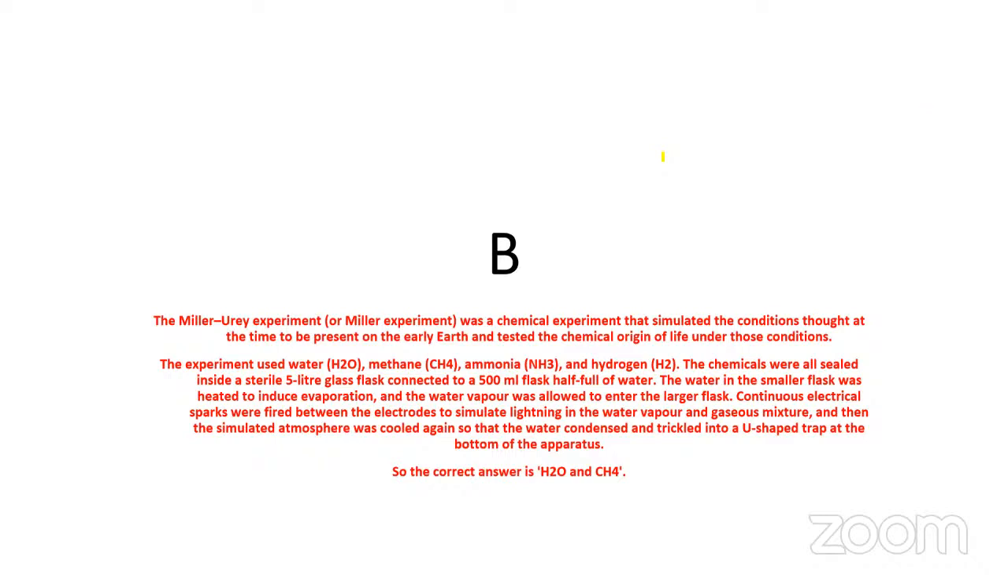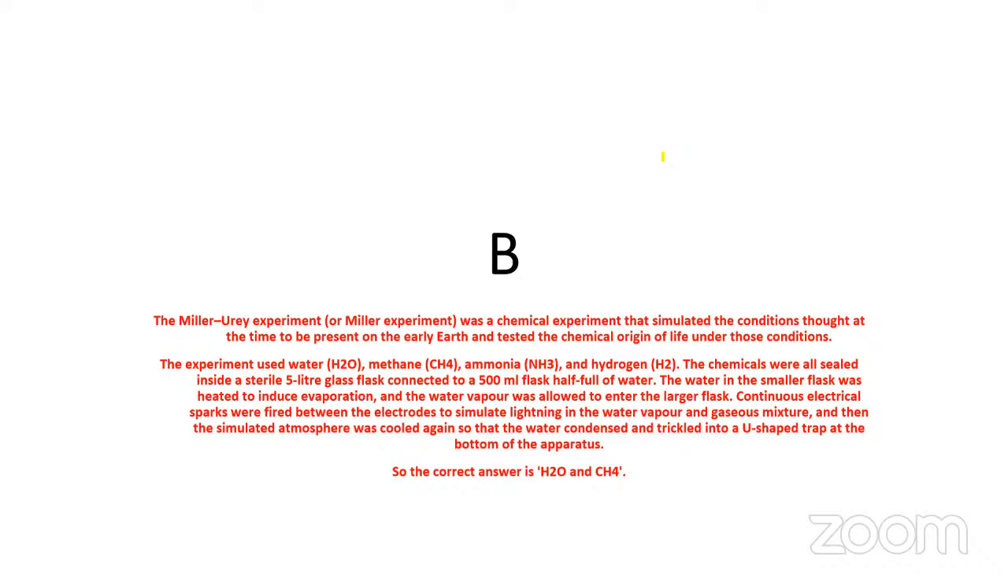The Miller-Urey experiment, or Miller experiment, was a chemical experiment that simulated the conditions thought at the time to be present on the early earth and tested the chemical origin of life under those conditions. The experiment used water, H2O, methane, CH4, ammonia, NH3, and hydrogen, H2. The chemicals were all sealed inside a sterile 5-liter glass flask connected to a 500 ml flask half full of water. The water in the smaller flask was heated to induce evaporation, and the water vapor was allowed to enter the larger flask.